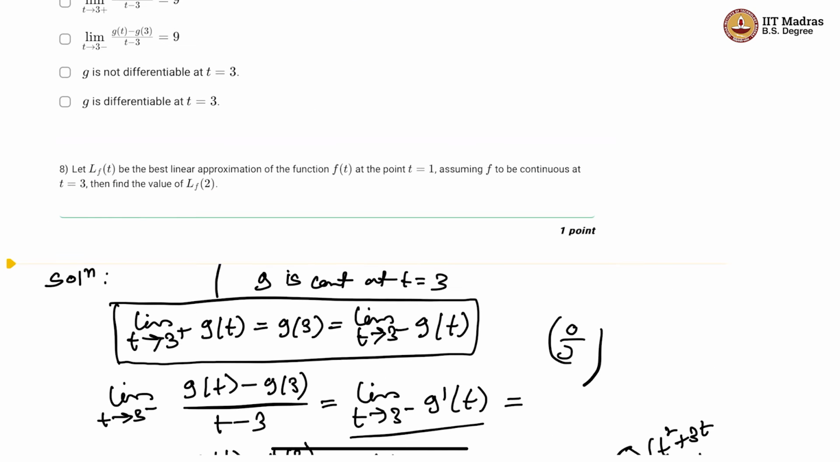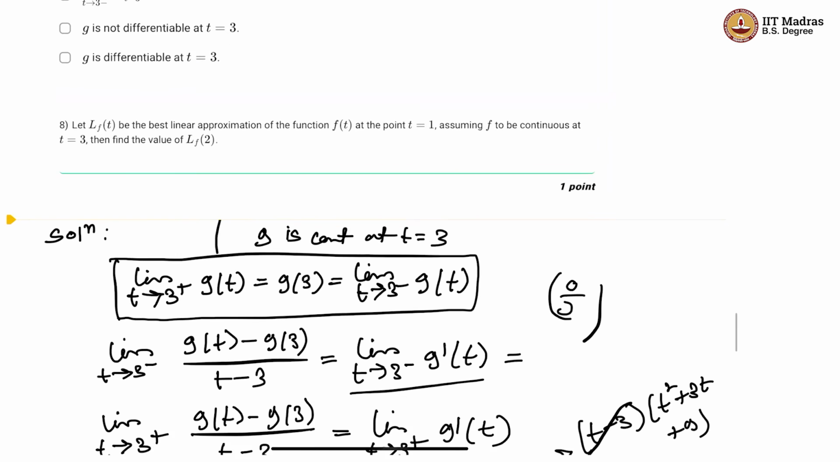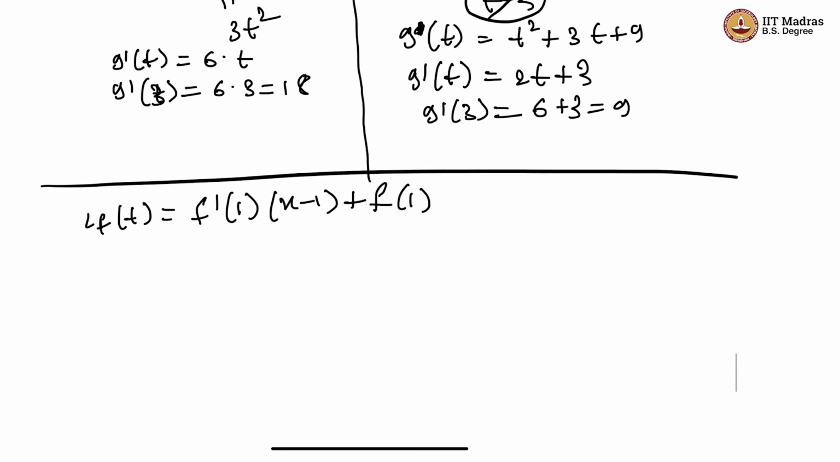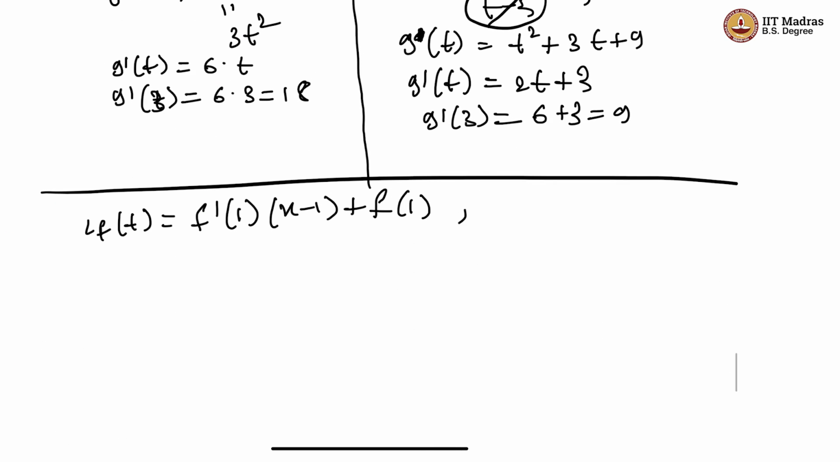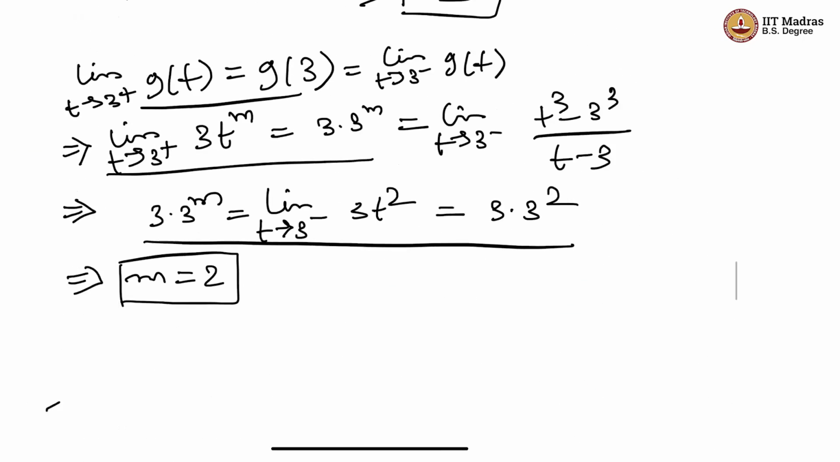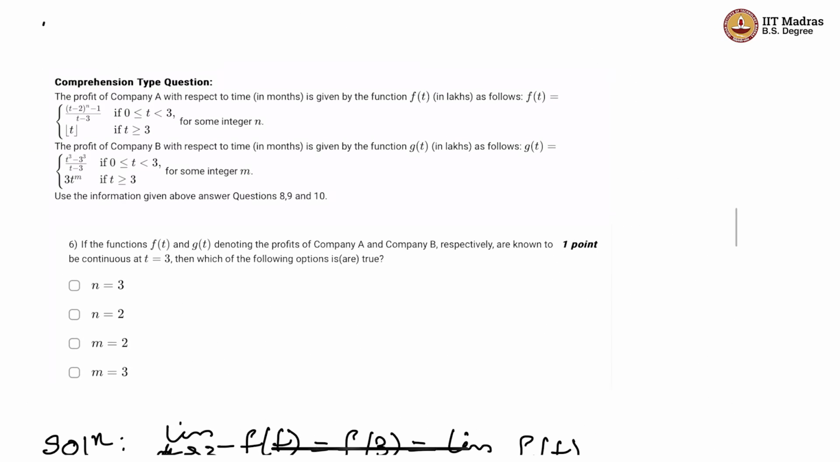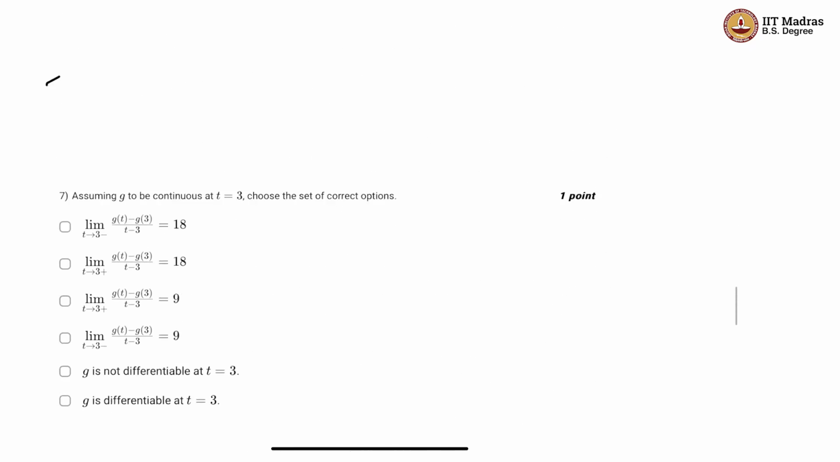So assuming f to be continuous at 3, then find the value of L f 2. So f is continuous at 3, that means n equals 3, right? And near 1, what is the function? Near 1, that means when t is greater than or equal to 0 and less than 3, we will get (t minus 2) whole cube minus 1.